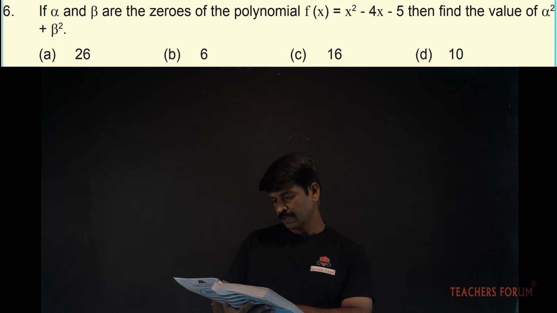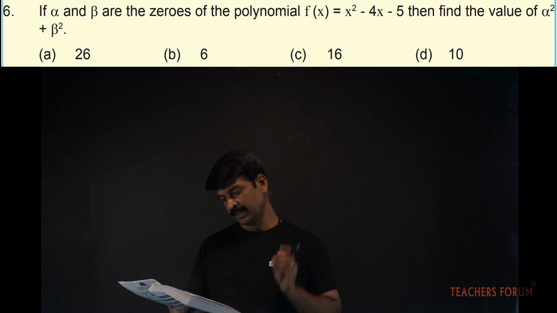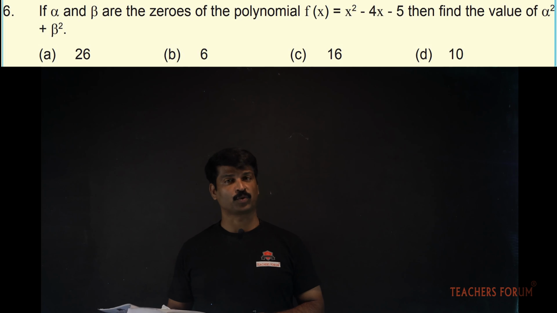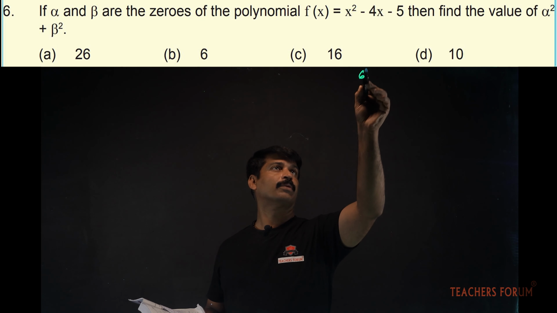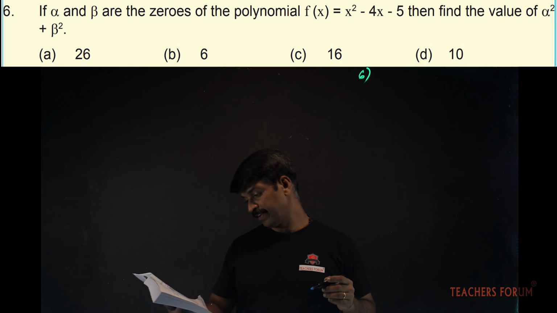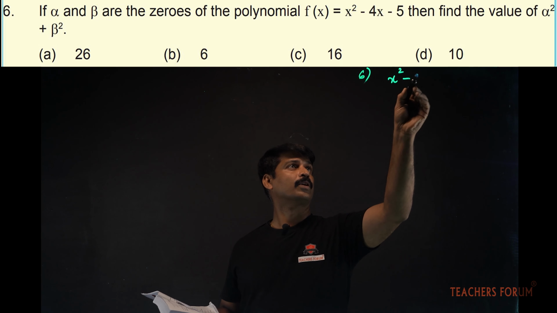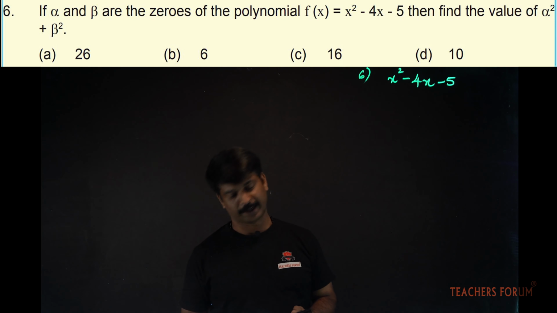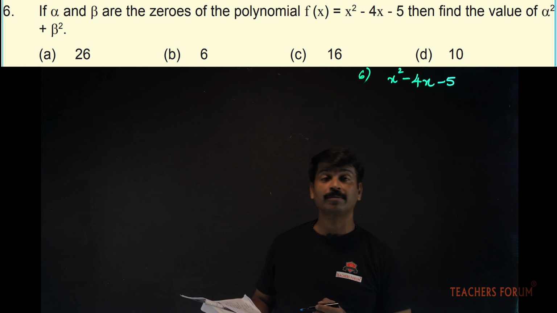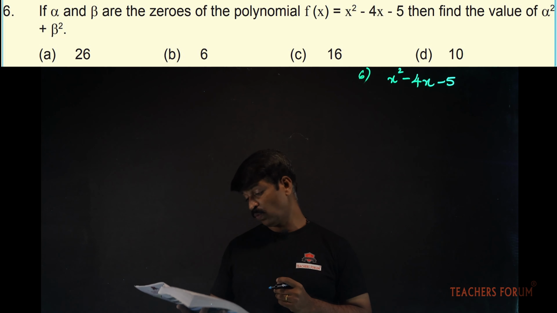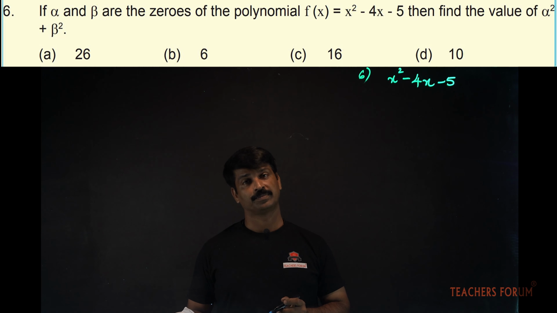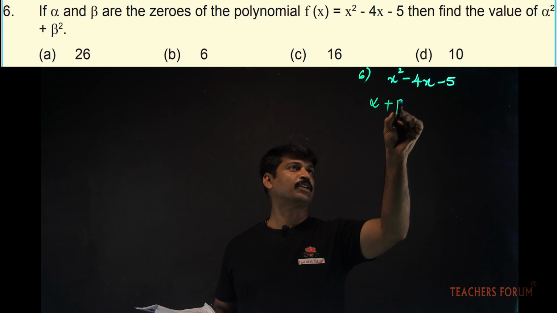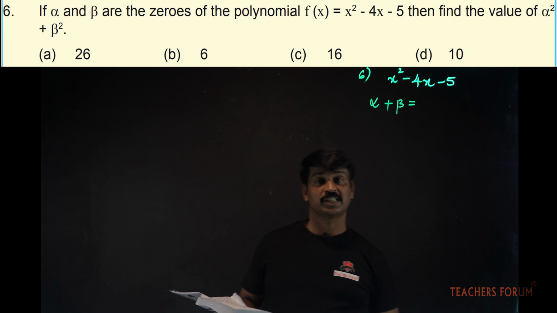Question number 6. If alpha and beta are the zeros of the polynomial x square minus 4x minus 5, then find the value of alpha square plus beta square. So you are given a quadratic polynomial f of x is equal to x square minus 4x minus 5. It is given that alpha and beta are the zeros and you have to find the value of alpha square plus beta square. If you are given the two zeros alpha and beta, the first step is you have to find out what is alpha plus beta.